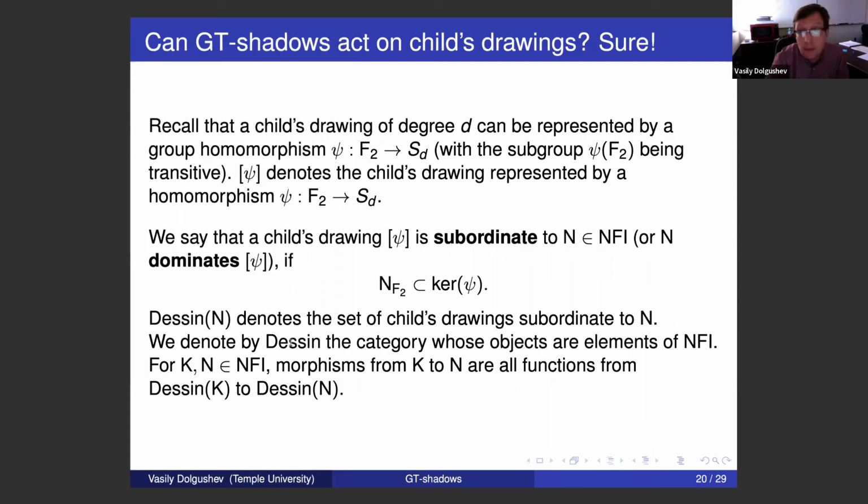And I'm going to denote by the sum the category whose objects are elements of NFI. And then given K and N in NFI, the morphisms will simply be all functions from the set of child's drawings subordinate to N to the set of child's drawings subordinate to N.